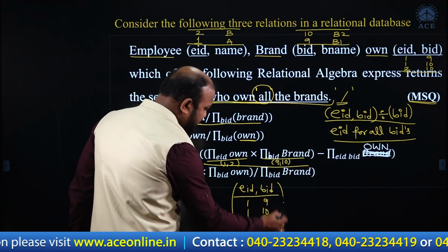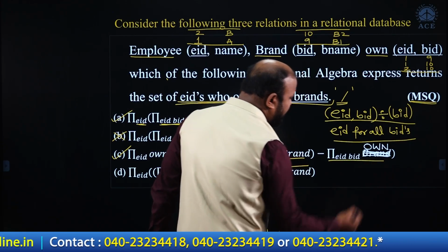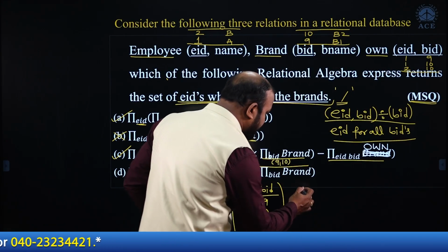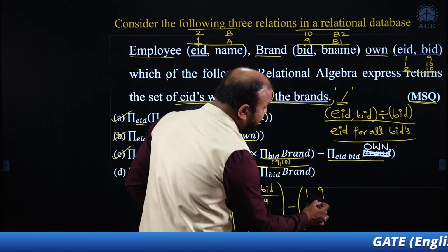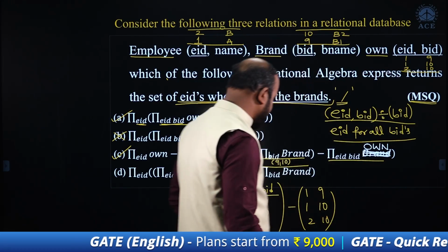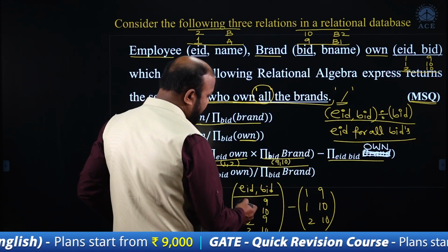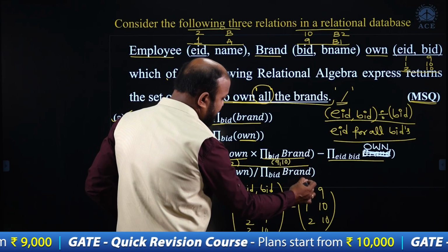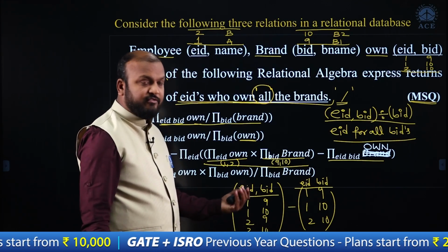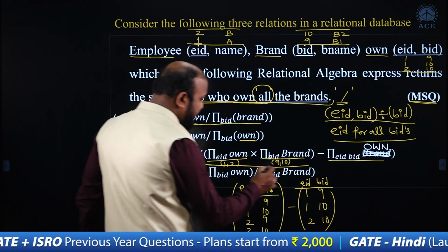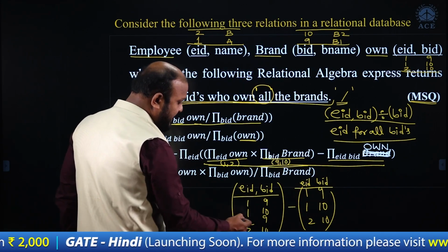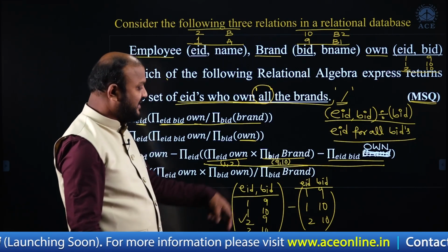With this expression we have a minus with pi EID, BID of own from the own relation. What is there in the own relation? We have 1 9, 1 10, 2 10, correct? If you perform minus between them, EID BID minus EID BID, the minus gives you the set difference. What does this set difference give you? Values in the first but not in the second. Now when you look at the entire expression, 1 9 is there in both of them, 1 10 is in both of them, and 2 9 is there in the first instance but not in the second instance.